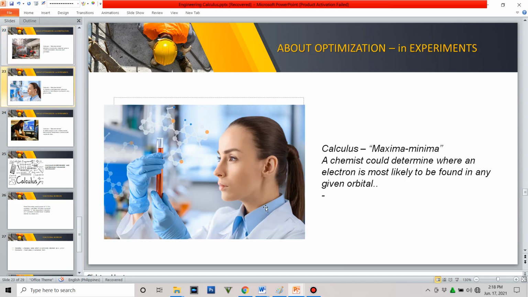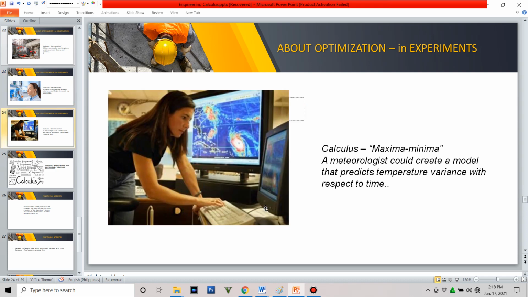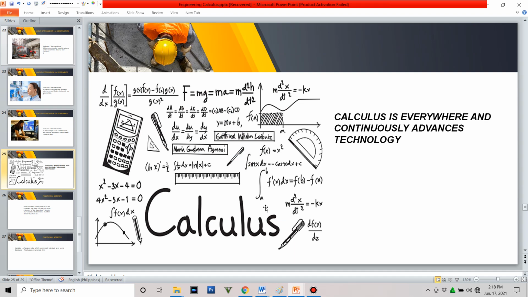So in experiments, the same calculus maxima minima, a chemist could determine where an electron is most likely to be found in any given orbital. Calculus maxima minima also, in experiments, makes a meteorologist create a model that predicts temperature variance with respect to time. So, meaning, those few examples just manifest that calculus is everywhere and continuously advances technology. So there are lots of examples that involve calculus in advancing technology.